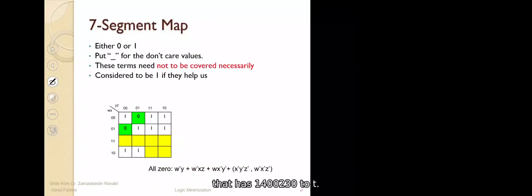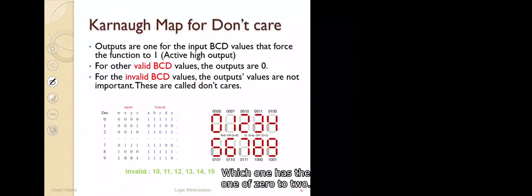This is the one that has 1 for 0, 2, 3. Which one has the one of 0, 2, 3? Sorry that I don't remember which one I picked up. Oh, I guess this is the one. This segment, the A segment.